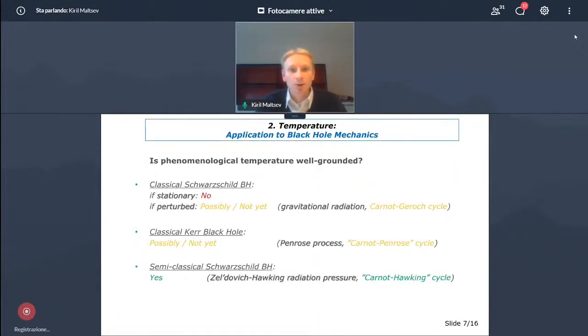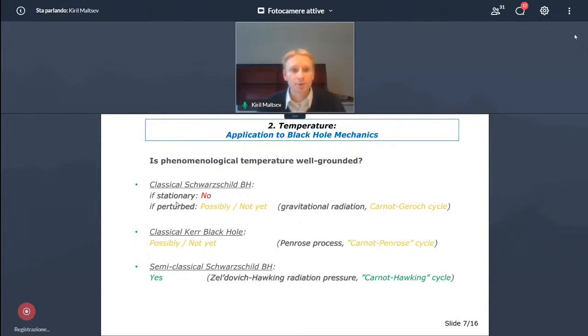We may now ask the question: is phenomenological temperature well grounded when we apply it to black hole mechanics? And in doing so, let us distinguish between the scenarios of a classical Schwarzschild black hole, a classical Kerr black hole, and a semi-classical Schwarzschild black hole. In the case of a stationary Schwarzschild black hole, the answer is no. And this is for the reason that a Schwarzschild black hole is a perfect absorber, which does not emit anything.